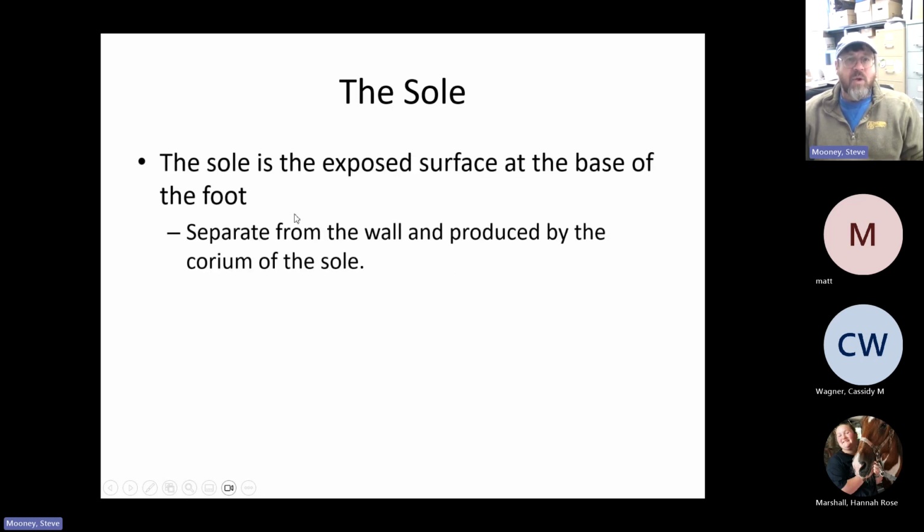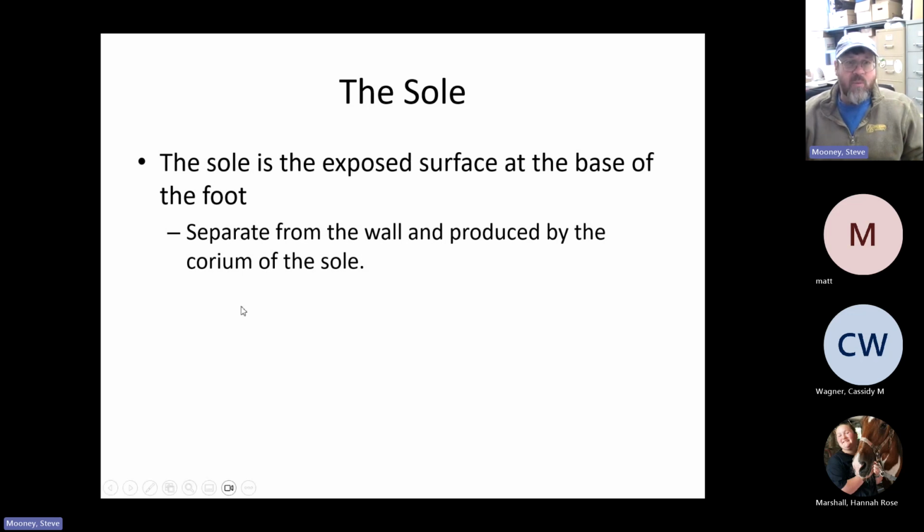So the sole is the exposed area at the base of the foot. It's separate from the wall, is produced by the corium underneath. So instead of creating, like the wall does, something tall and thin, this creates kind of a plate there on the bottom of the foot, and it grows at the same speed as the hoof wall does.